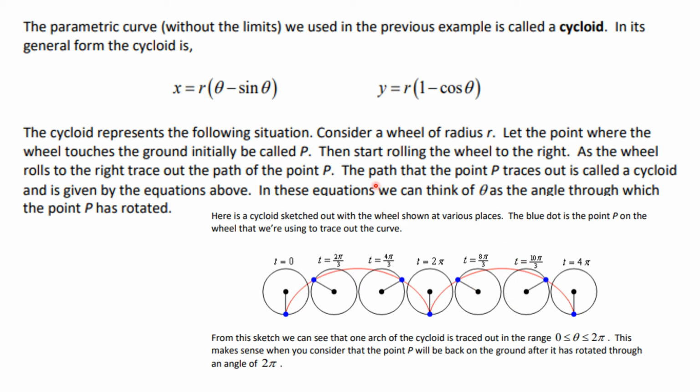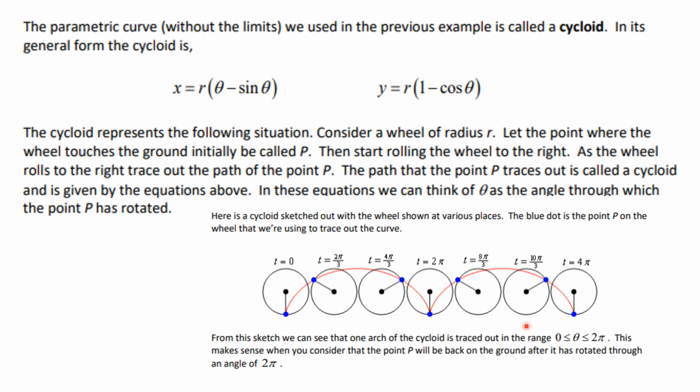So the path that the point P traces out is called a cycloid and is given by these equations above. And we think about theta as the angle through which the point has rotated. Now here's a cycloid sketched out for the wheel at various points. The blue dot is the wheel that we're seeing trace out the curve. And so you see that what we were talking about before was one arch of the cycloid, traced out from 0 to 2 pi. And so that's what we have.